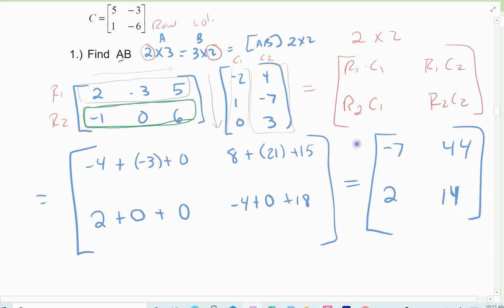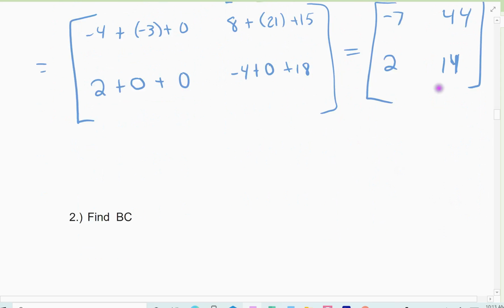And there's my final answer, negative 7, 2, 44, 14. Alright, next example, B times C. So B times C, I can do the math. I'm just going to write it down so that we have it.